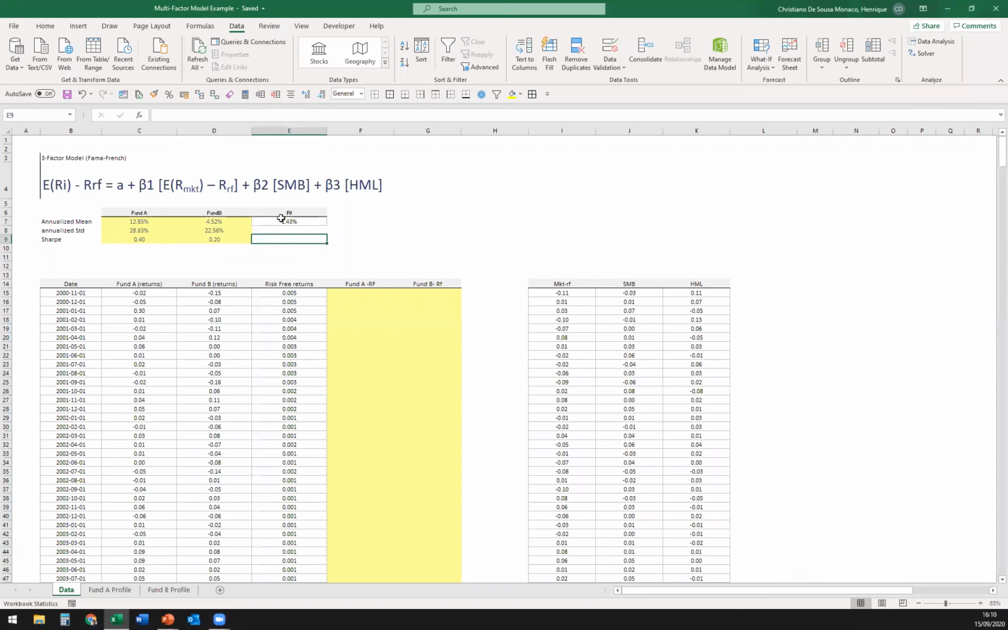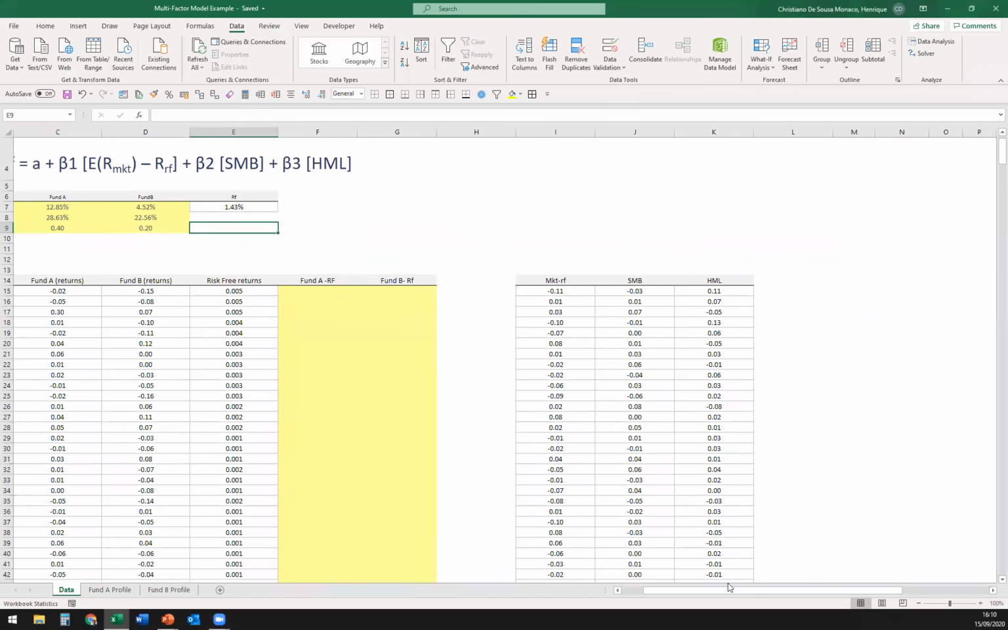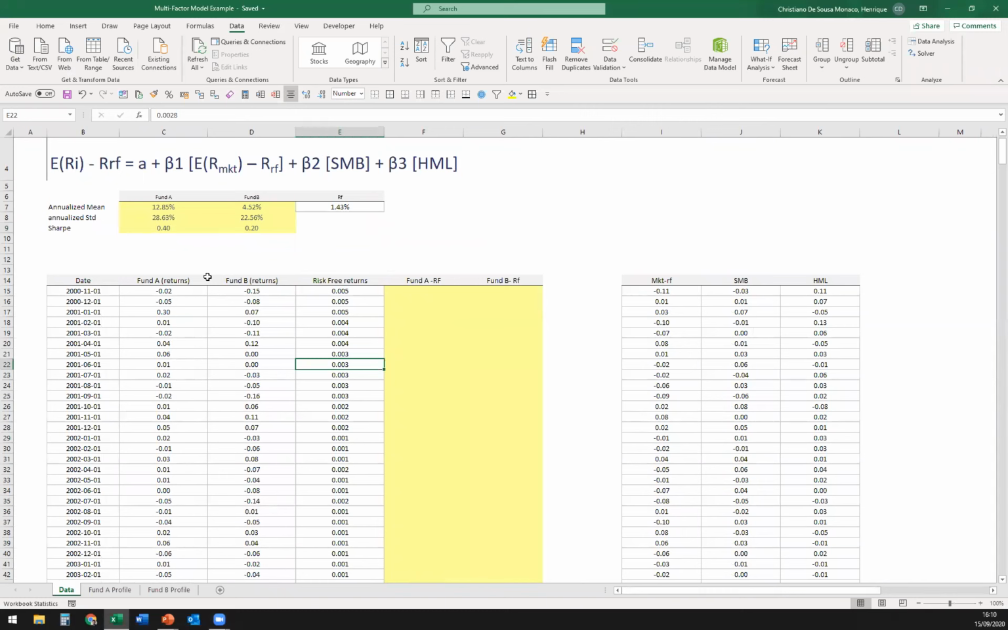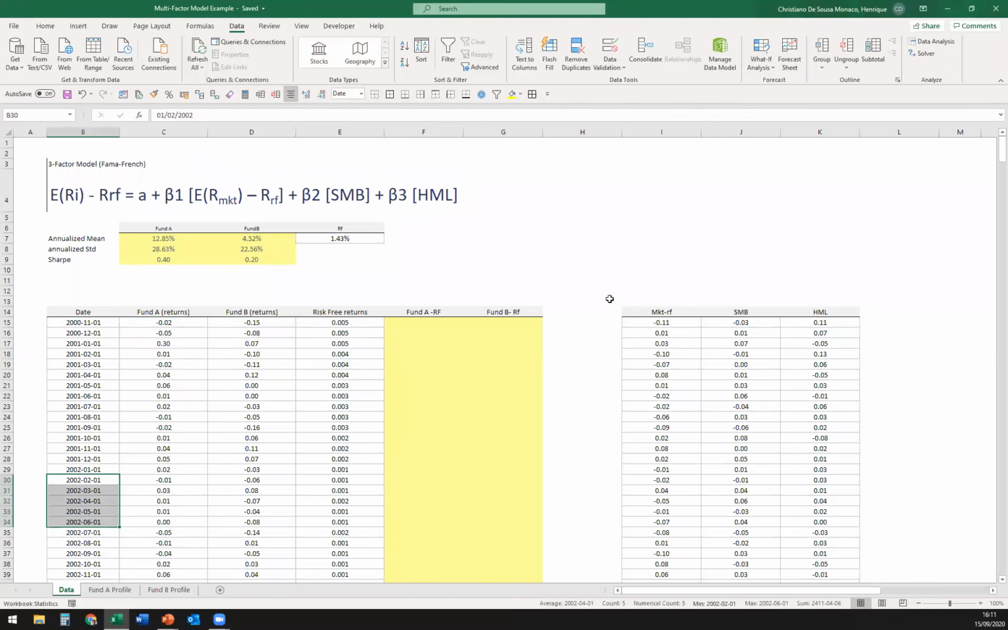So I have here in Excel a spreadsheet with some given data for you guys. I have fund A and fund B, which are the funds that we are going to compare. We have the returns since November 2000. We have the risk-free rate returns over the same period on a monthly basis. And then we also have the excess returns on the market over the risk-free rate, also on a monthly basis. SMB stands for small minus big, right?